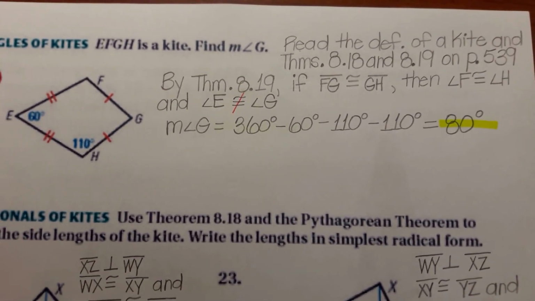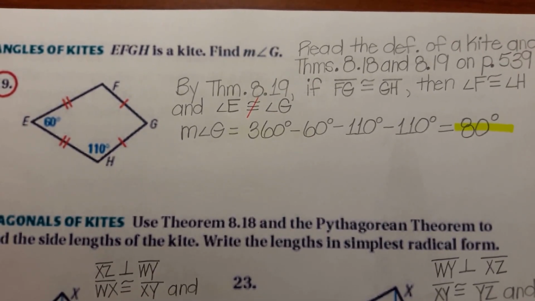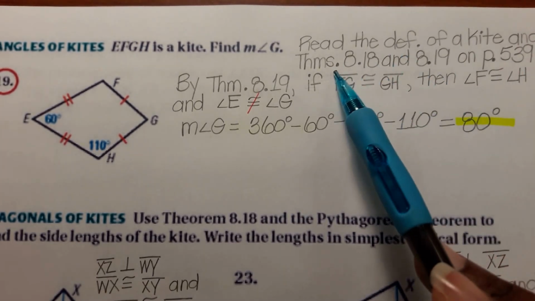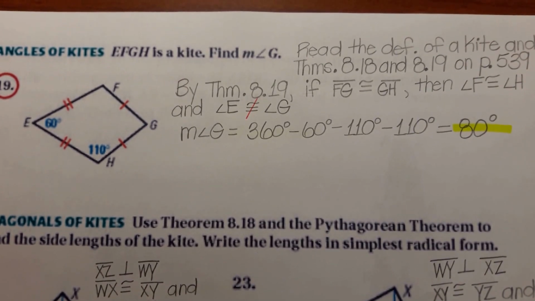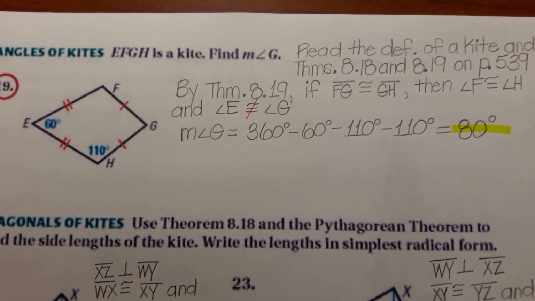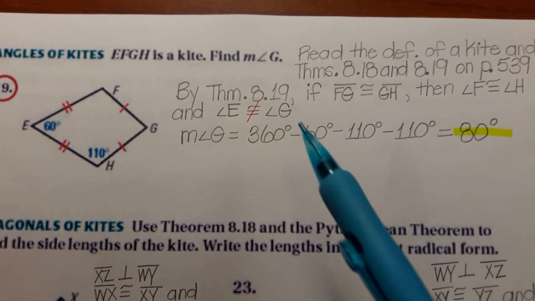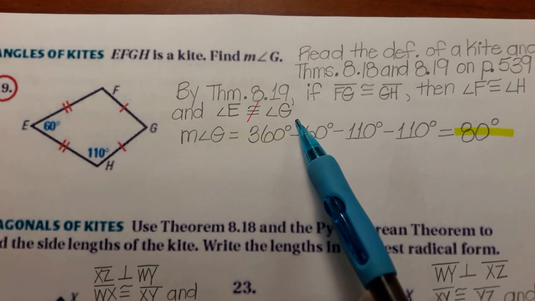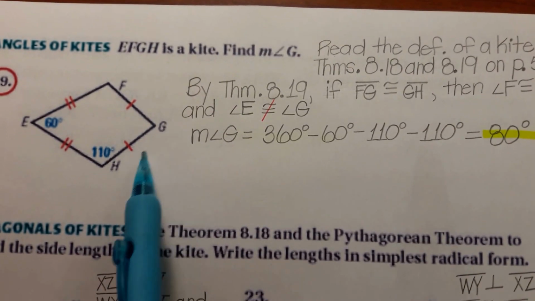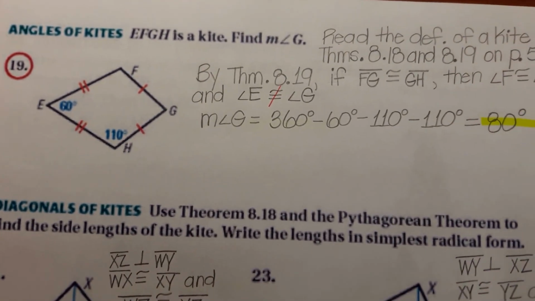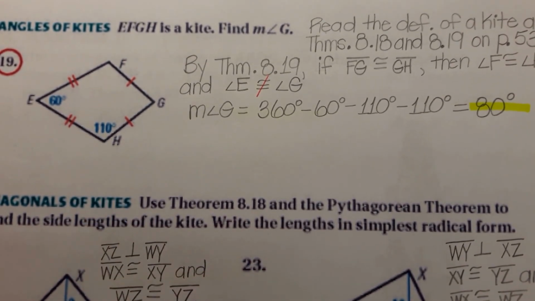19 says EFGH is a kite. Find the measure of angle G. So we need to read the definition of a kite and theorems 8.18 and 8.19 on page 539. So just pause the video for a moment and read those definitions. After reading those definitions, I know that by theorem 8.19, it says that if segment FG is congruent to segment GH, then the measure of angle F is congruent to the measure of angle H.